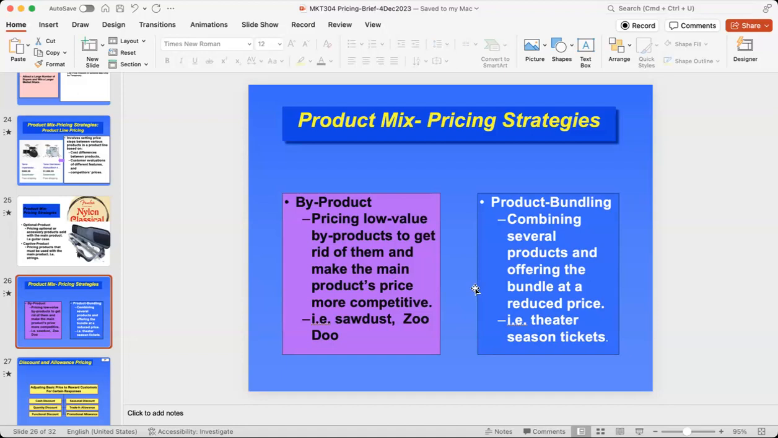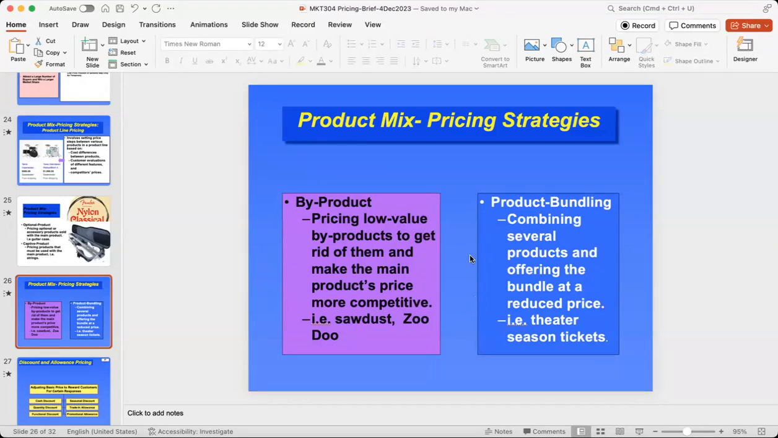Product bundling is when you combine multiple products under one price. So maybe you're selling season tickets for the Lakers. Each ticket normally is $400. Now you could be selling 4 tickets for $1,300. So the more tickets they buy, the more they save with the season.